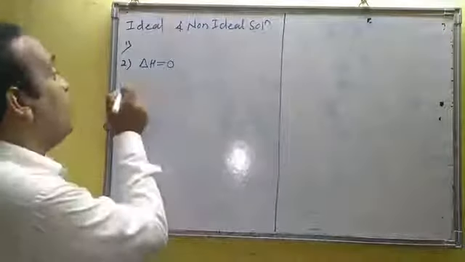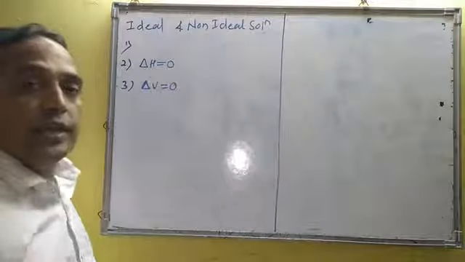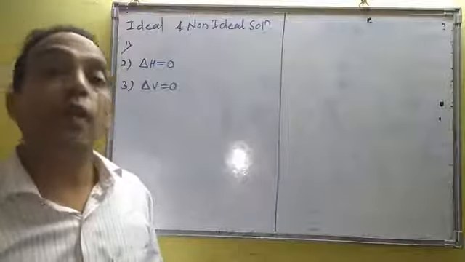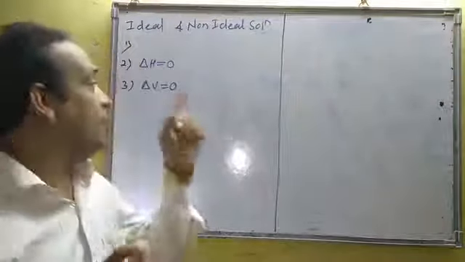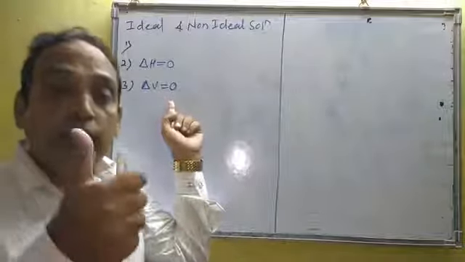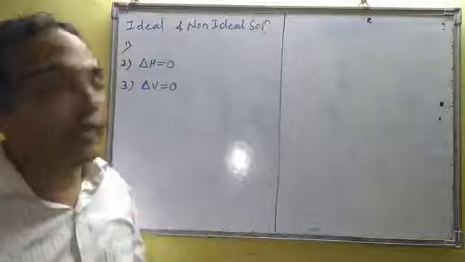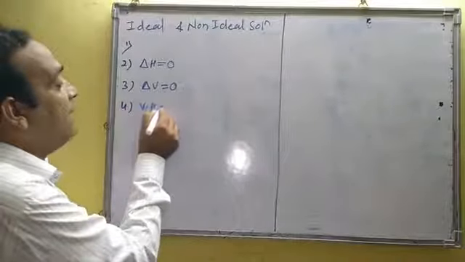Now, third point, there is no change in volume. There is no change in volume when two components mix together to form an ideal solution. When two components mix to form an ideal solution, will the volume also change? No, delta V will also be 0. Okay. Now, fourth point, the vapor pressure of ideal solution.